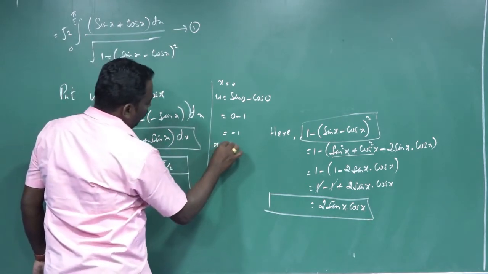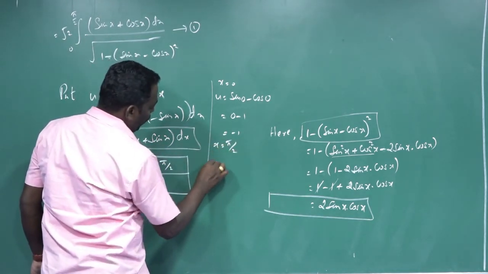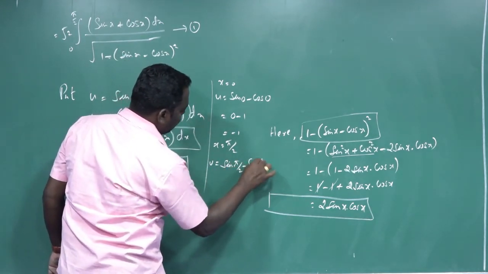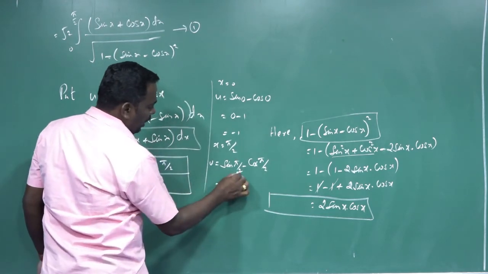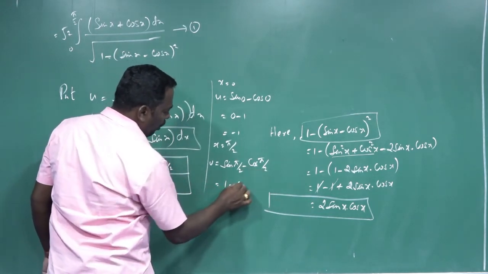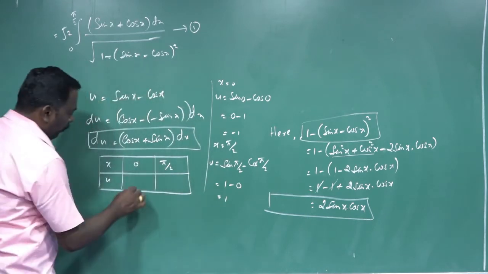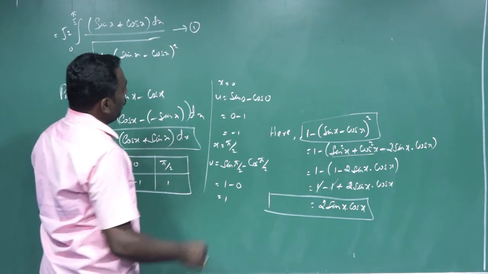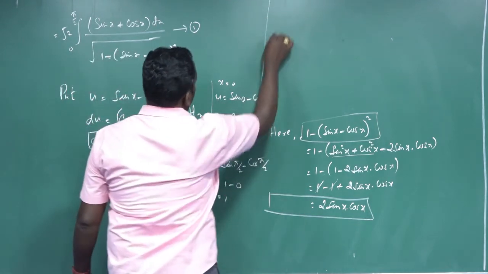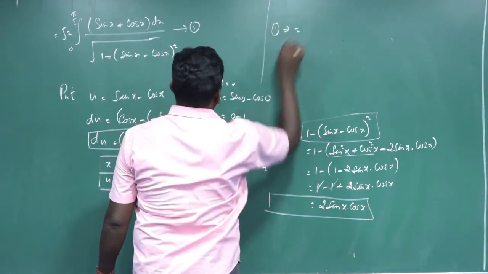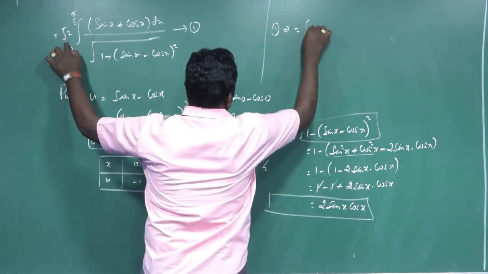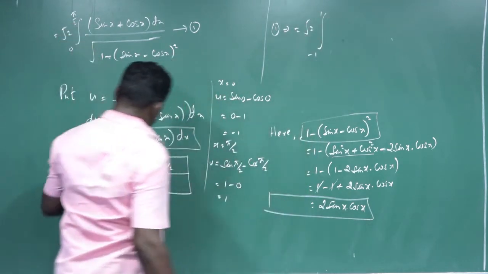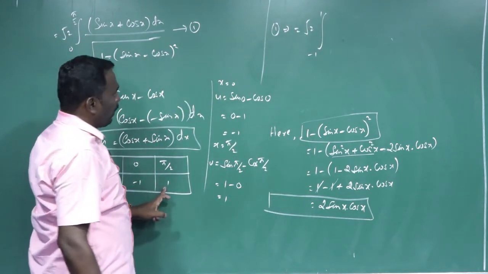Then put x equal to pi by 2: u equals sin pi by 2 minus cos pi by 2, that is sin 90 degrees equal to 1 minus cos 90 degrees equal to 0, that is equal to 1. Therefore the limits are minus 1 and plus 1. So in the integral, instead of 0 to 90 degrees we can write minus 1 to plus 1.